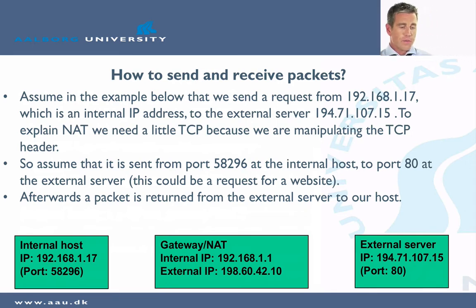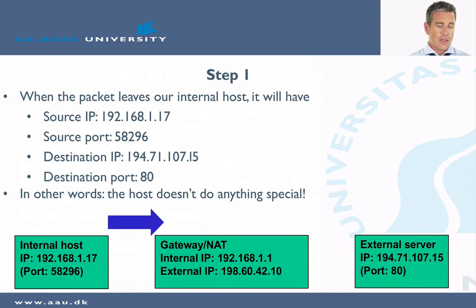So when our packet leaves our internal host, it will have a source IP, which is 192.168.1.17, and it will have the source port, which is 58296. Then for the destination address, it will have the IP address of the server that we are sending it to, so the external IP address, and it will also have the external destination port. So the host doesn't do anything special. It just sticks to its own IP address and sends the packet to the external server just as it would do if it was on the outside network itself.